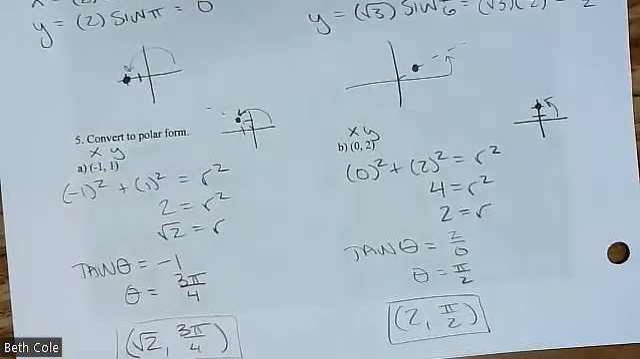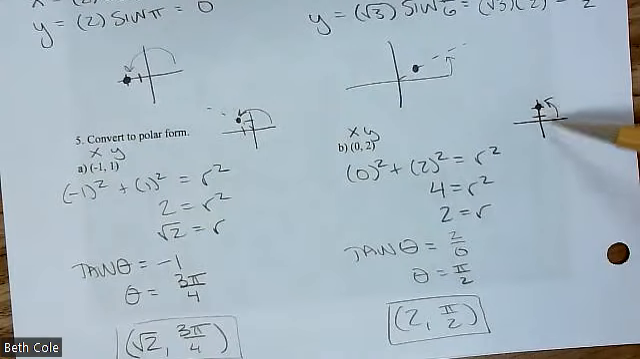What's another way you could write that? 2 comma, what if you went backwards? -3 pi over 2.